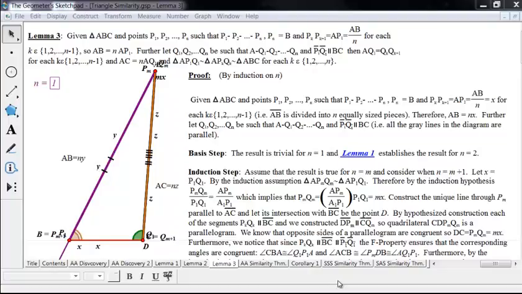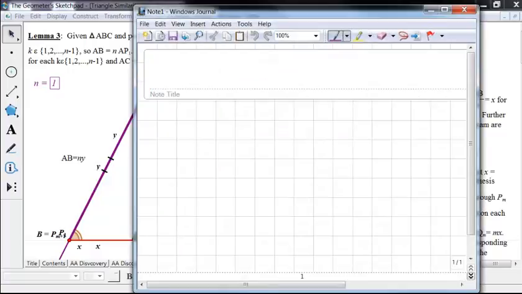Now we're going to look at lemma 3 for the angle-angle similarity theorem. And this lemma is a little more complicated, so we're going to have to use the principle of mathematical induction here. And if you don't remember the principle of mathematical induction, hopefully you've seen this in one of your earlier classes. But we have a series of statements, statement 1, statement 2, statement 3, on up forever.